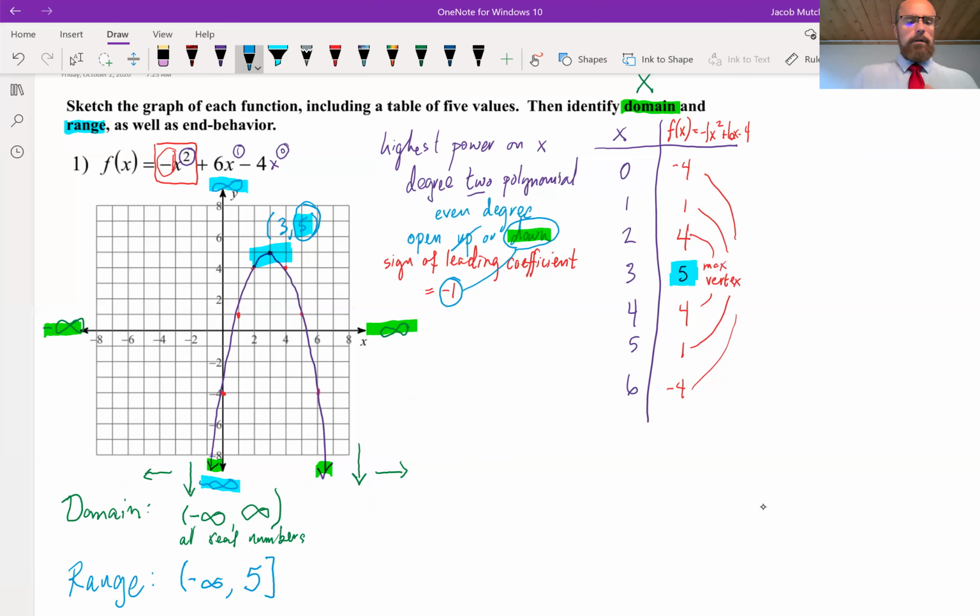Well, that concludes domain and range analysis. The last thing we need to do is record the end behavior. Good news is we've really done the work already. We just need to translate. Let's remember what we're trying to say with end behavior. It's really an answer to the question, what's happening to y?